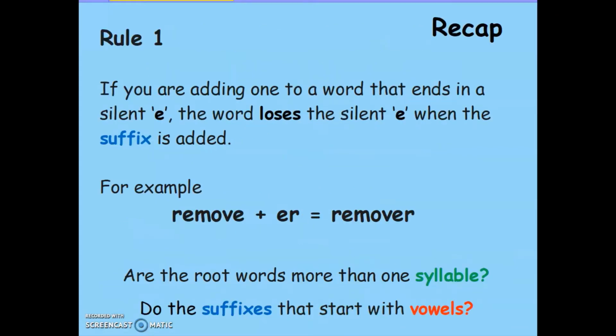Our first rule that we looked at was the silent E rule. For words that end in a silent E, such as remove or adore, when you add a suffix to these words, you have to get rid of the E before you add the suffix.